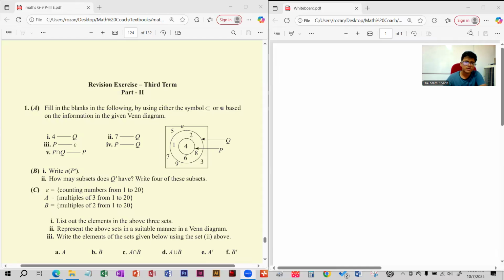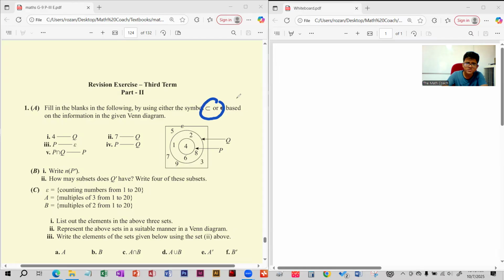Okay, so today we're going to learn about sets. We'll just have a sort of revision by doing this question. This question is kind of simple. They have said to fill in the blanks in the following by using either this symbol or this.